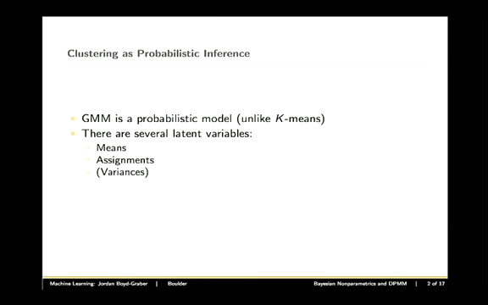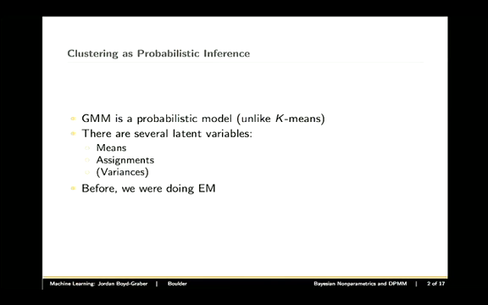And so the Gaussian mixture model that we talked about last time is a probabilistic model, unlike k-means, and it has several latent variables. So for each cluster, you have the mean of the cluster. For each data point, you have what cluster gets assigned to. And then you can also have the variances like we talked about last time.